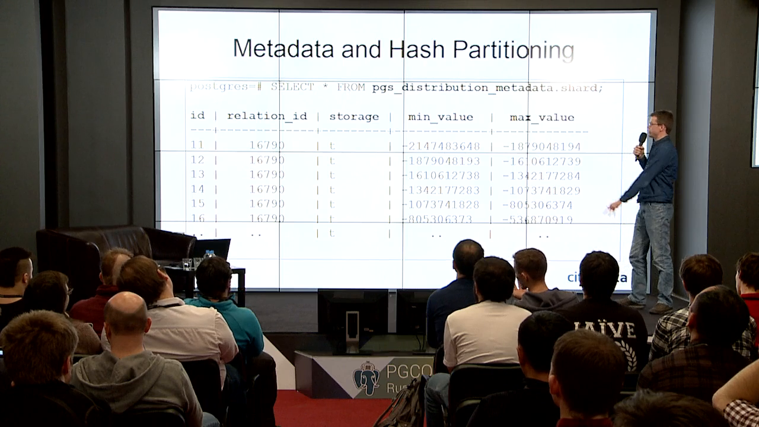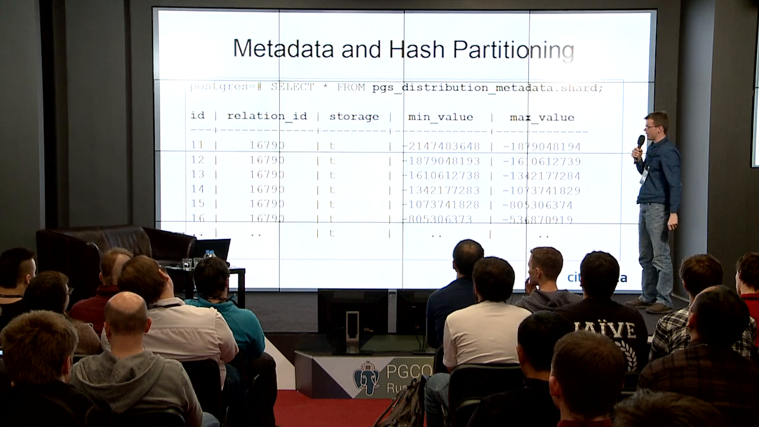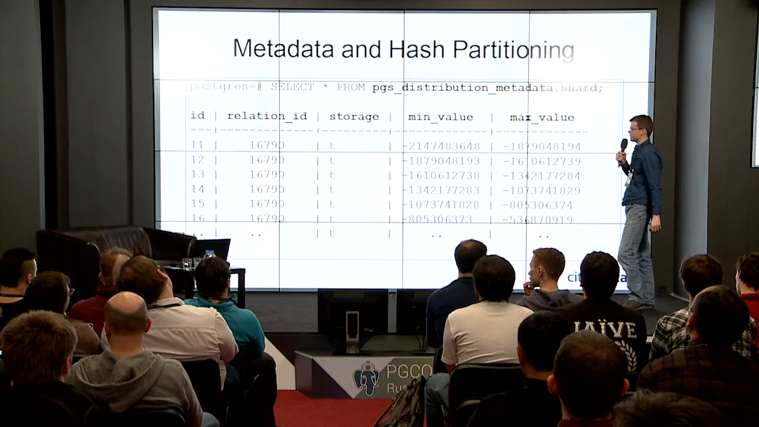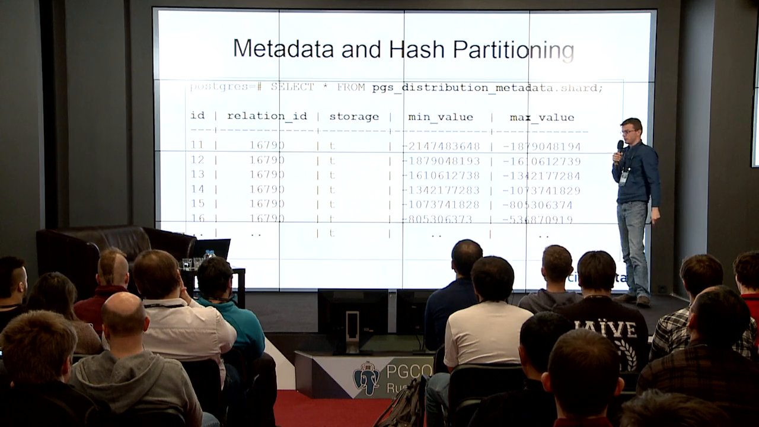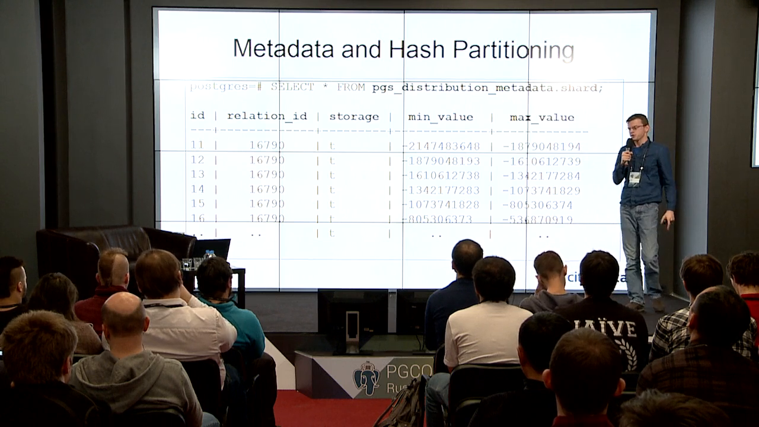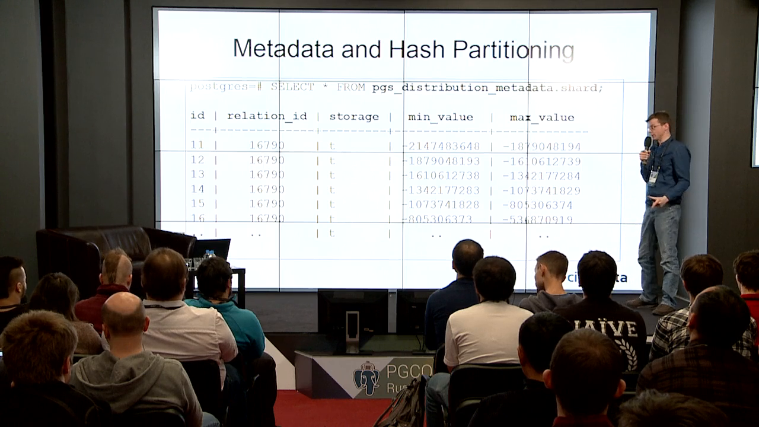And so after those steps, if you look at the metadata on the master, this is kind of the most interesting table. They're in a separate schema, and you can query that table. In the first column of this table, you see the shard ID. Remember, that's what comes at the end of the table name on the worker. Relation ID is just the identifier of the table in Postgres. Storage can be T for table or F for foreign tables. You can use this in combination with foreign tables. And then there is a min value and a max value, and they're maybe the most interesting. They specify what's in the shard.